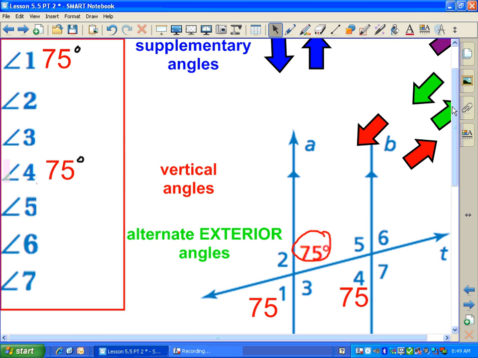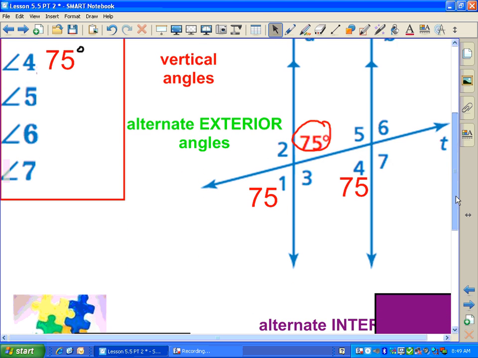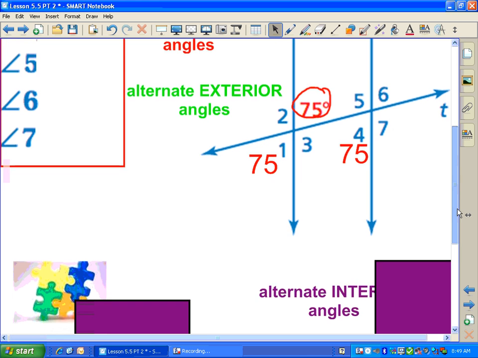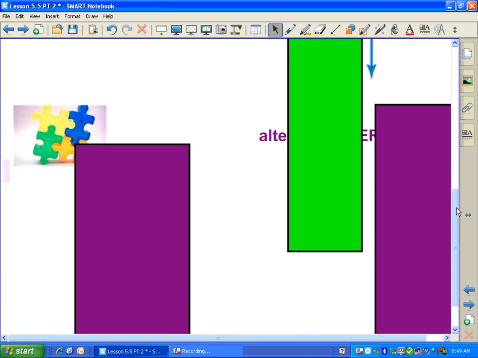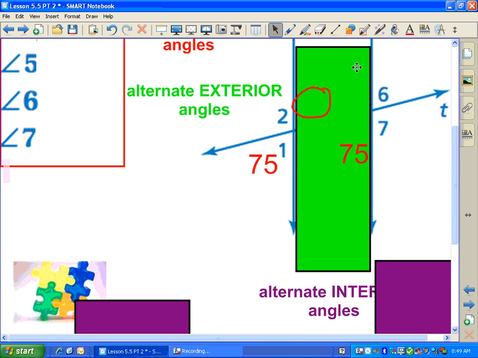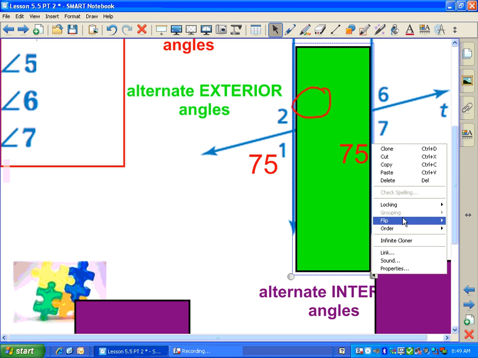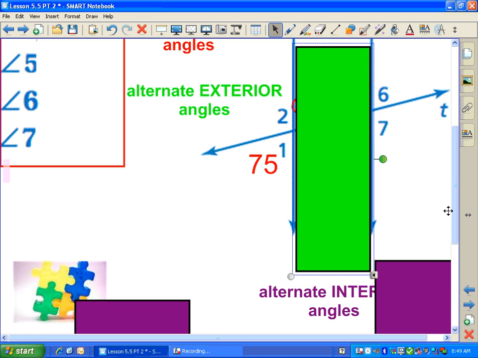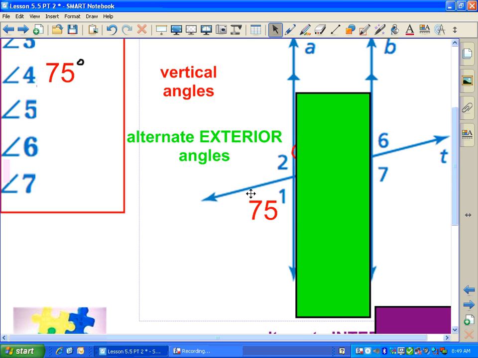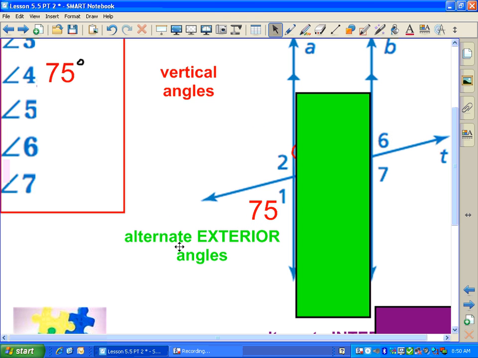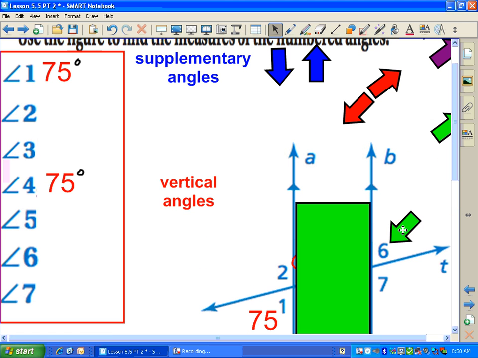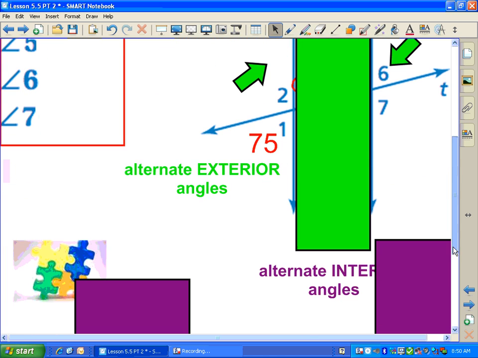Give myself some room, slide some stuff around. All right, since we just had a podcast on alternate exterior angles, let's cover up the middle part here. And I'll bring the front. Now I'm looking at the exterior of my parallel lines, or the outside, and I can say by definition, I have alternate exterior angles. So let's bring green down and green down.